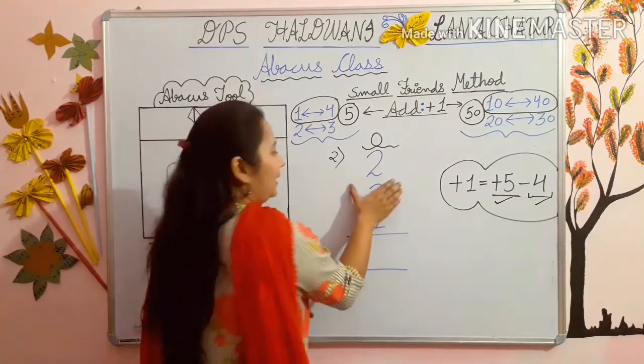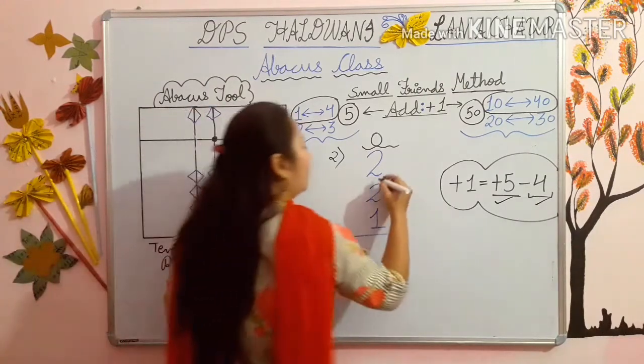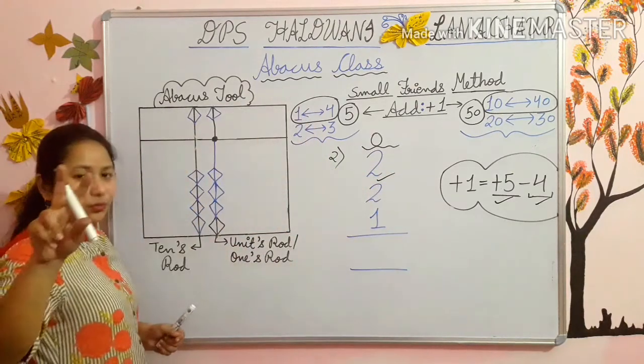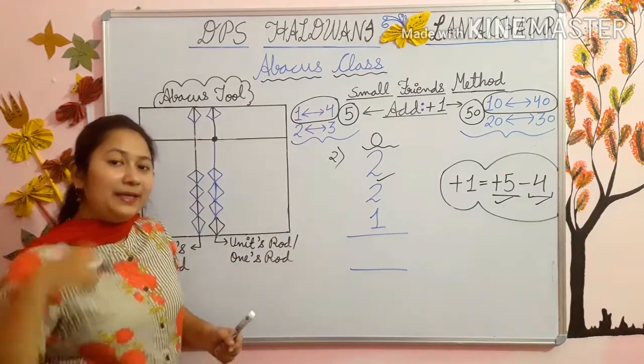Now we will do our second sum related to it. Now first of all you have to add 2. Now add 2 means put the 2 beads up.